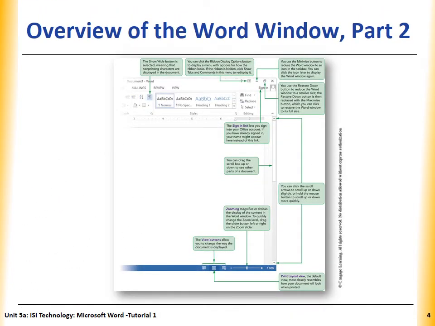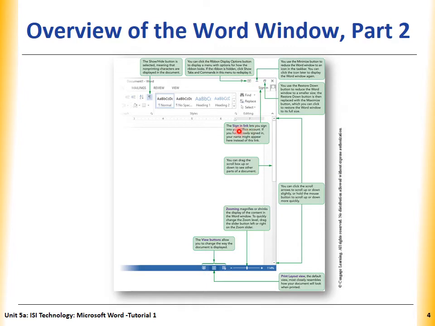Okay guys, do you still remember the non-printing characters? This button is to show or hide the non-printing characters. This one is the display option of the ribbon. This one is to minimize the page. This one is to maximize the page. And this one is to close the page. Here is to sign in to your account in Office.